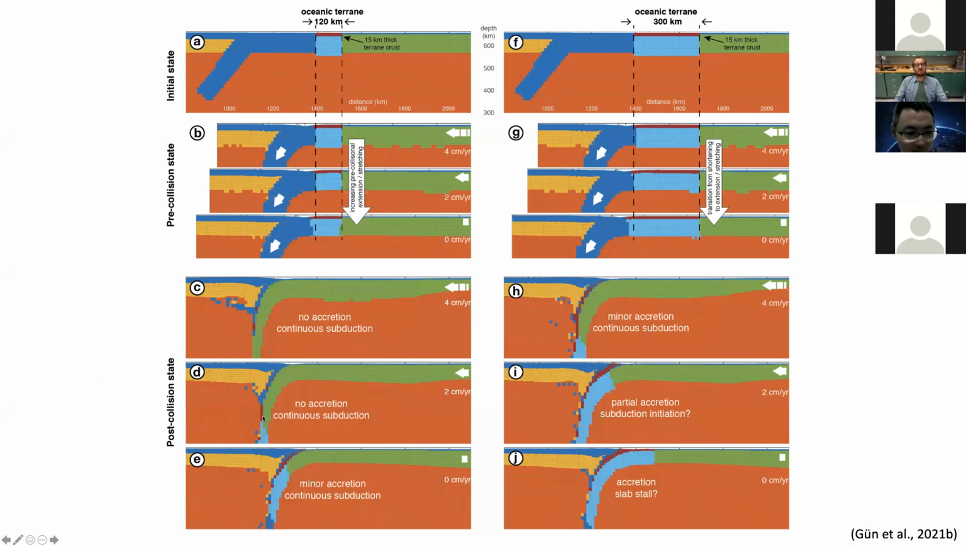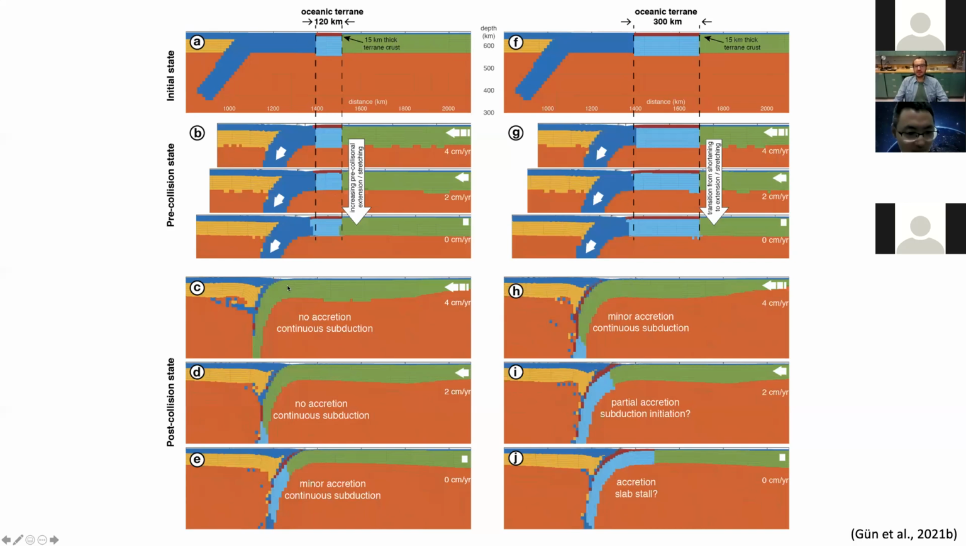But what about post-collisional state? So we also check what is happening after the collision. Firstly, we focused on pre-collisional and syn-collisional cases, but we wanted to see what is happening because the results are interesting. So for example, for post-collisional state, for the 4 centimeter per year model, we see that this oceanic terrain or oceanic plateau, or maybe you can say this is a seamount because it's not so big, 120 kilometer wide.